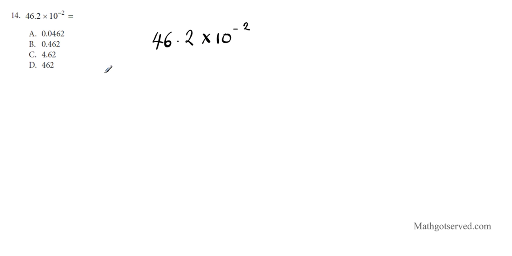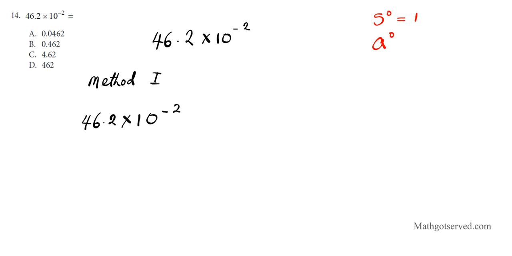Okay? I'm going to show you two methods of doing this problem, and you can pick whichever one you like. So method 1 is a shortcut, involves moving the decimal, involves adjusting the power. So I have 46.2 times 10 to the negative 2. Now, what I need to remember is the zero power property of exponents: if a number is non-zero, like let's say I have 5 to the 0, that is 1. So a to the 0, if you raise anything other than 0 to 0, you get 1, as long as a is not 0.